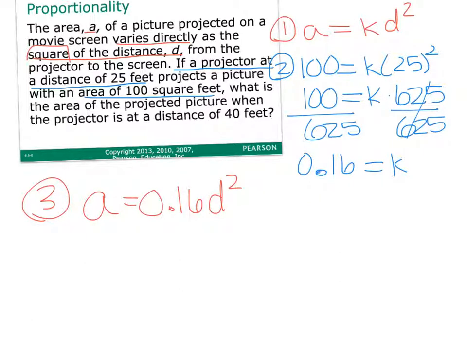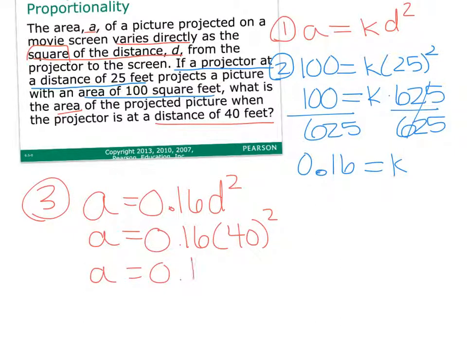Okay? So the question says, what is the area? So we're looking for the area. We do not know what it is. Of the projected picture when the projection is a distance of 40 feet. So they told us the distance in this problem. So where the D is located, we can fill in our 40.